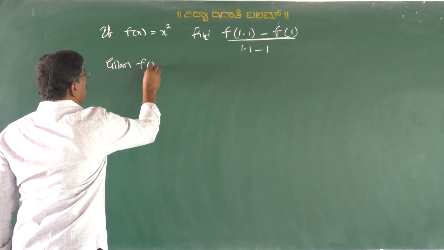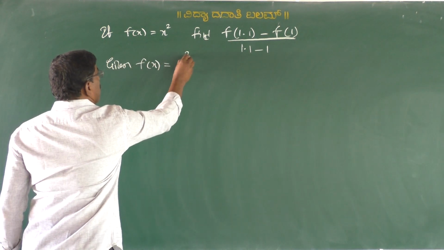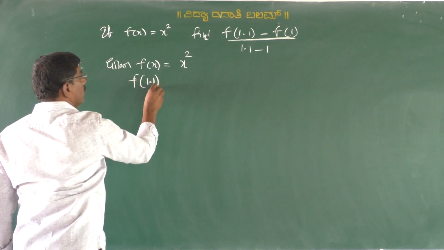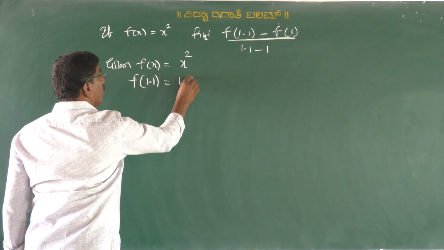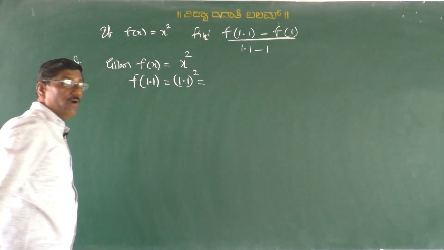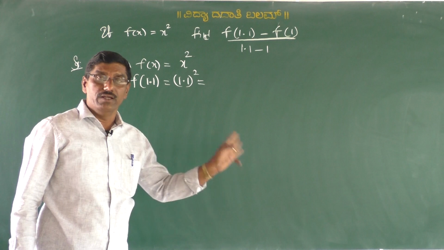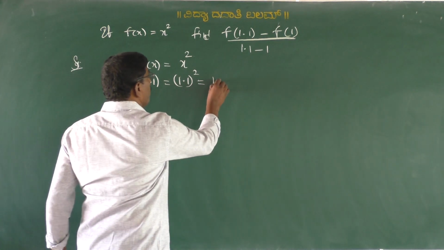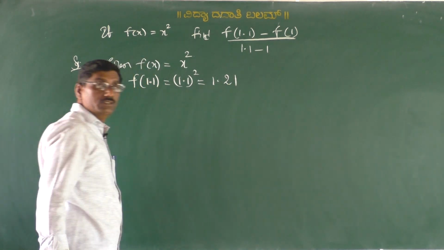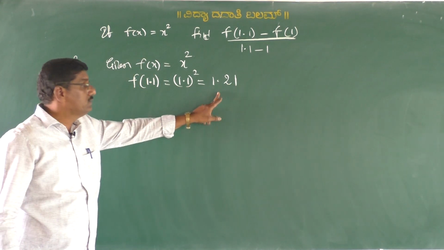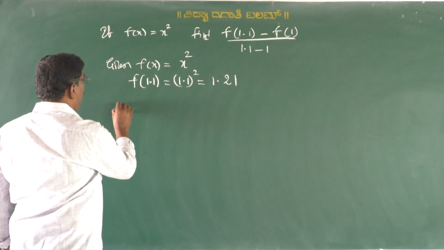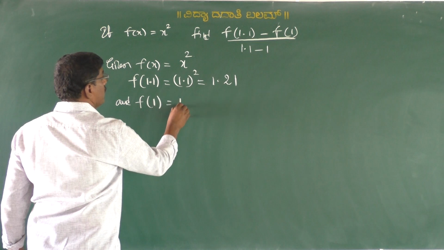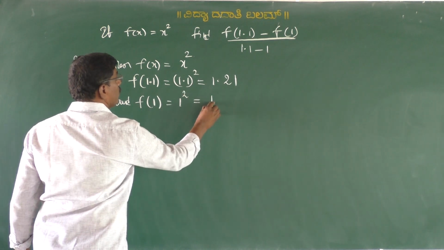Solution: the given f of x is equal to x square. In this, f of 1.1 is equal to 1.1 whole square. If we expand 1.1 into 1.1, we get 1.21. Am I correct? 1.21. Yes. Now f of 1 is equal to 1 square, which is equal to 1.